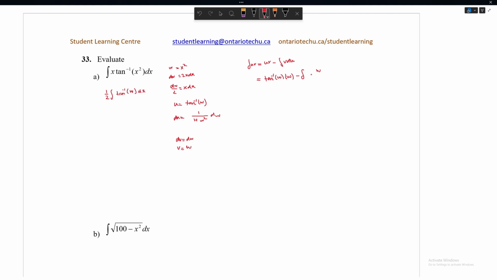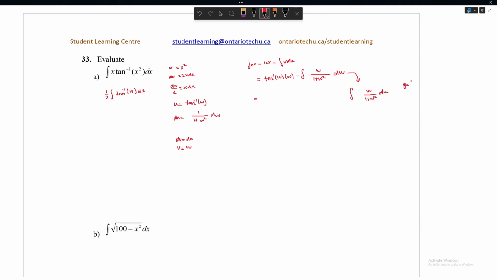I'll get w dw. Lengthy. Okay, now I'm only going to do the integral here. So this is going to be the integral of w over 1 plus w squared dw. What can I do here? Can I do a u sub? I can. What are we going to choose?